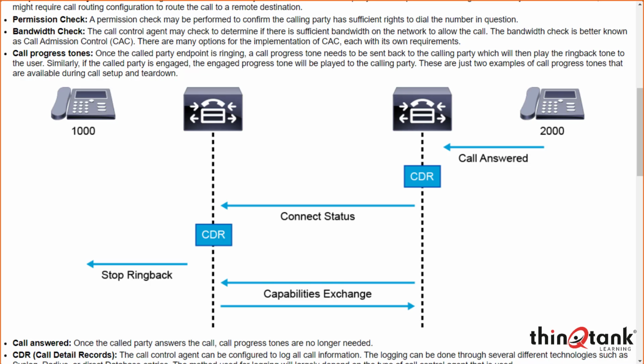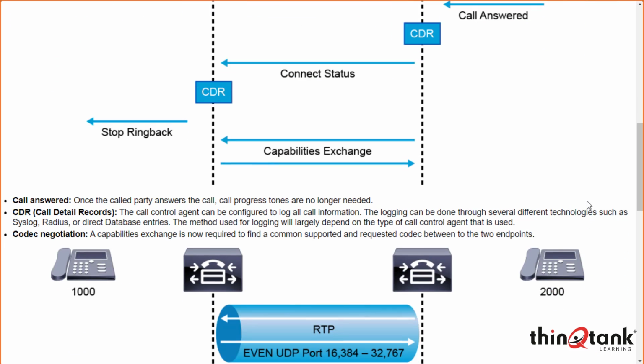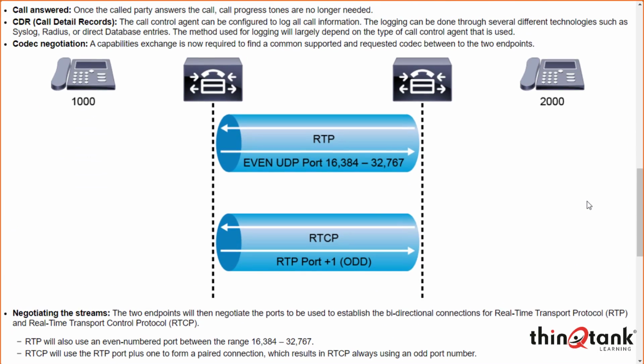So the call gets answered. The call progress tones are no longer necessary. So we're going to get a message back to the originating phone saying, hey, stop playing the ring back and let's go ahead and start negotiating the parameters of the call. This is where we do our capabilities exchange. We do our codec negotiation between the two endpoints, so we can identify what codec we're going to use for that particular call. All right, assuming that we have a common codec that's supported, the call is then going to proceed to setting up the media stream.